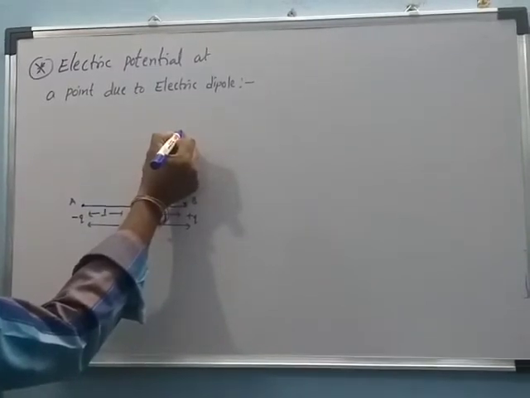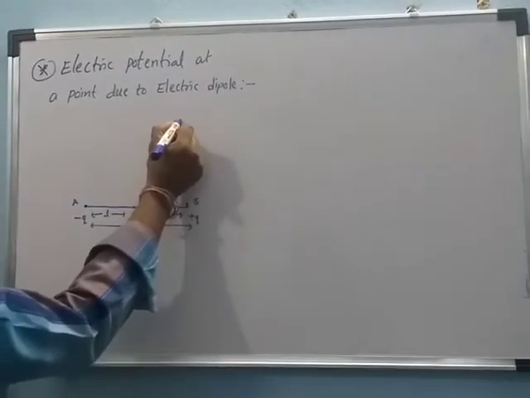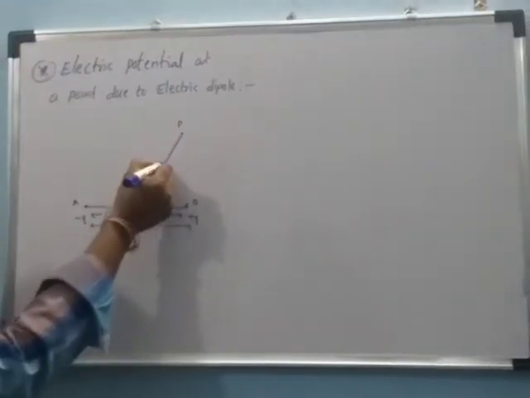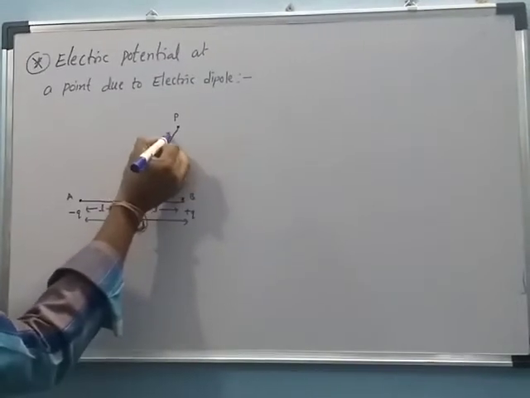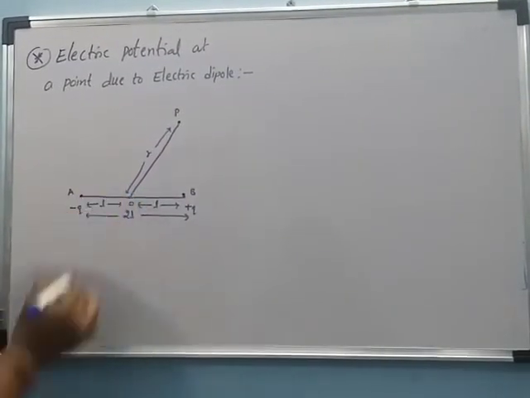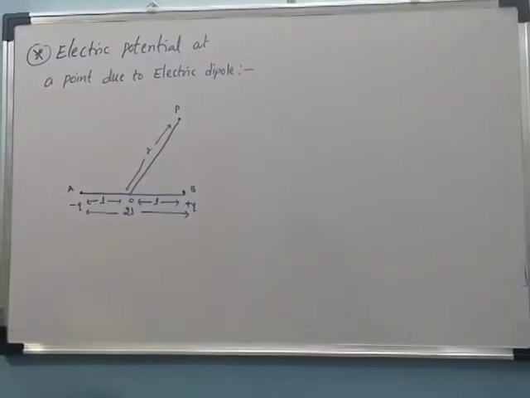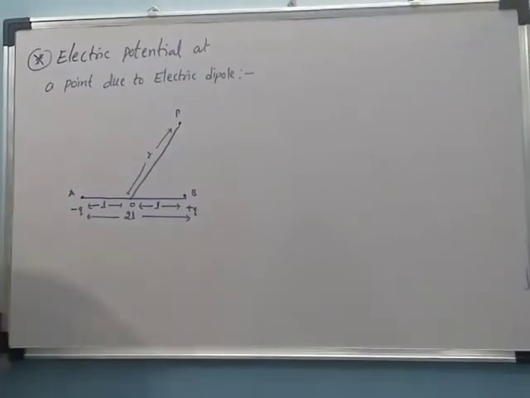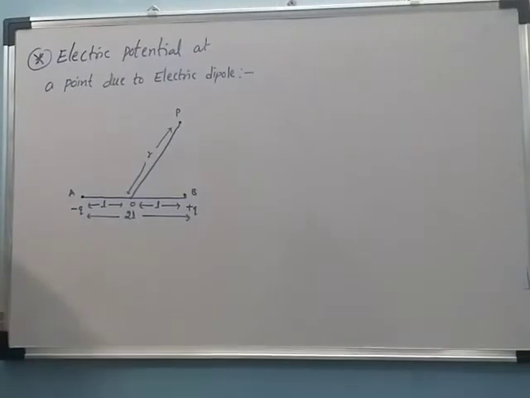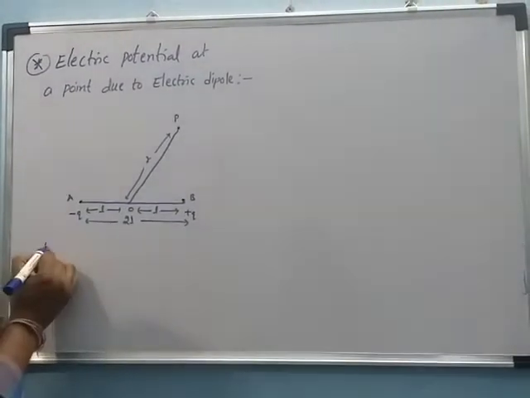Now we consider any point, which is taken as the point P. The distance from the center of the dipole to the point P is small r. Now we can find the electric potential due to the negative charge and due to the positive charge.